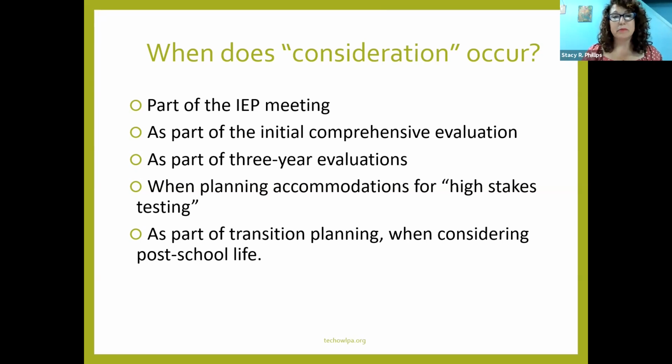Also as part of transition planning. So transition happens at several different points throughout a student's school life. It's not just, oh, they're 14 and they're going to transition to high school, or at the age of 18 or 21, they're going to be transitioning into post-school life. There's other transitions that take place, whether it be switching schools from an elementary to a middle school or a middle to a high school, depending on where you live, depending on what school your student attends, there may be a lot of different transitions. And so the AT conversation should also happen as part of that transition plan.